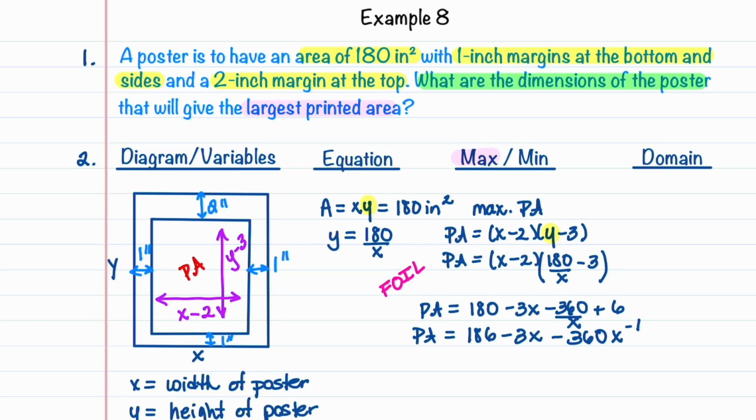I'm going to highlight this because we are going to need to be able to go back up and find this. Let's now think about our domain. We are not given any constraints on how big or small the poster can be. We do know, however, that x can't be 0 or less than 0. So let's write our domain: x is greater than 0, and this is an open domain. We're going to need to know that when we go to justify our answer.